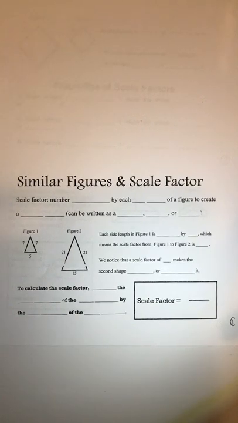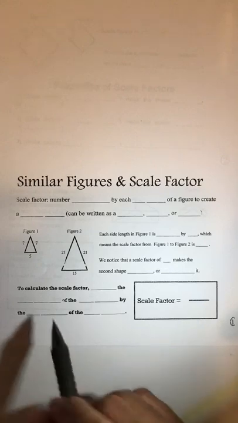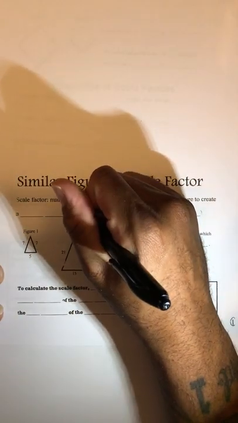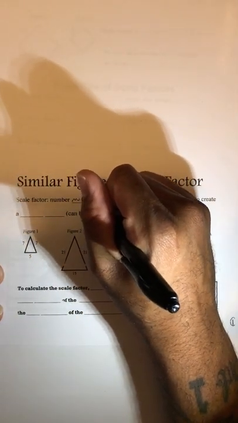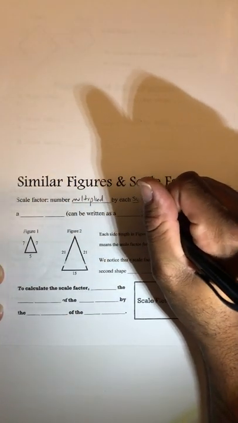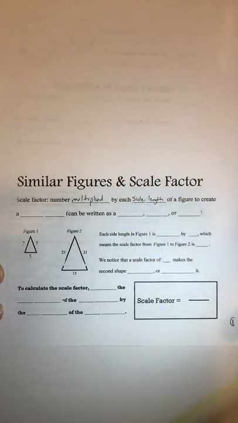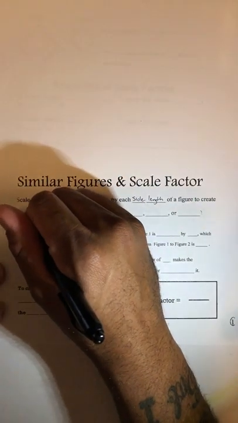So in this video, we will talk about similar figures and scale factors. So basically, whenever I am presented with a scale factor, I want to multiply. So a scale factor is a number multiplied by each side length of a figure to create a similar figure.